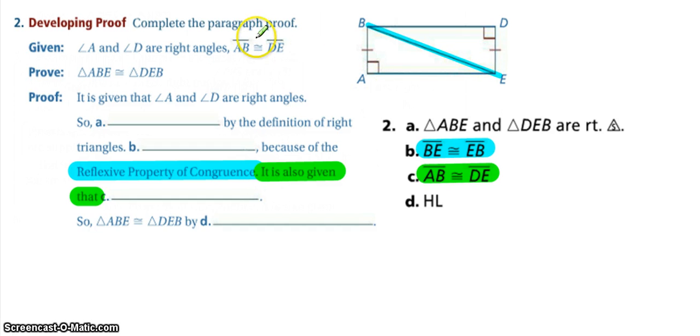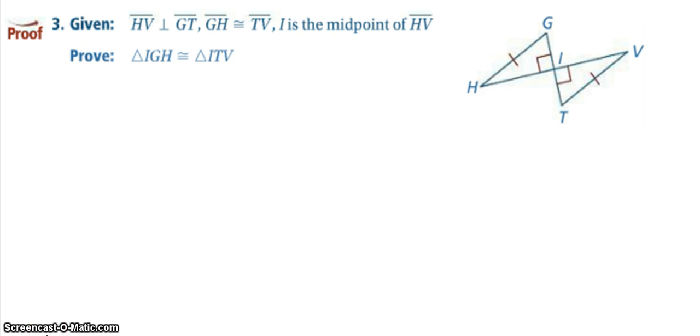Then I utilize one of my given properties that AB is congruent to DE, and those lines are right here. And then because I have the hypotenuses equal to each other, a leg equal to each other, and they are right triangles, I can utilize my hypotenuse leg theorem and prove these triangles to be congruent. Try number 3, even if you do not write out the whole proof, make sure you understand how we can utilize the hypotenuse leg theorem here to prove these two triangles congruent.